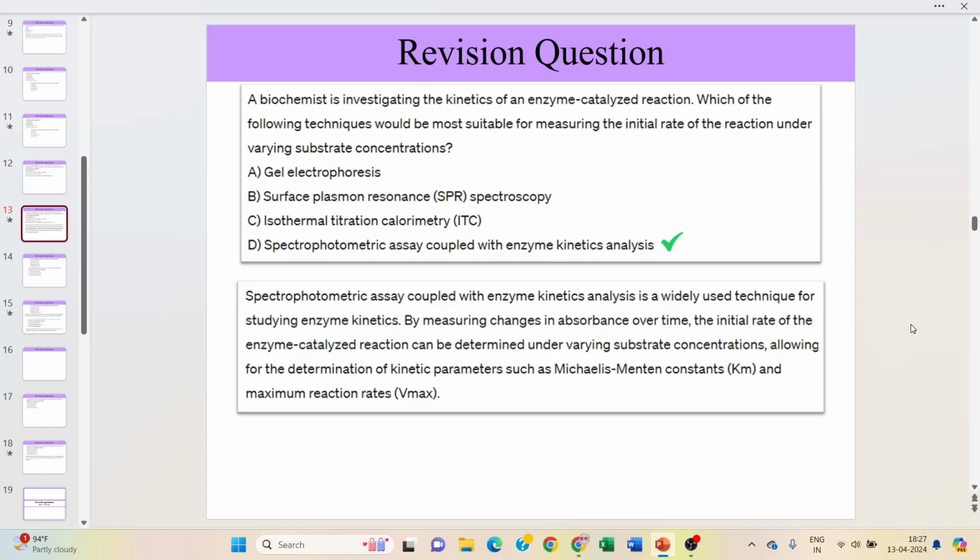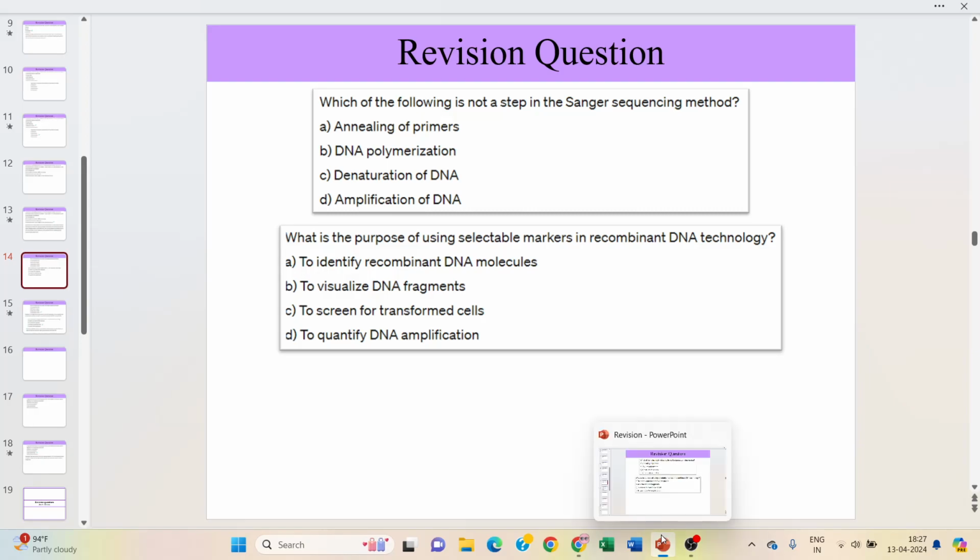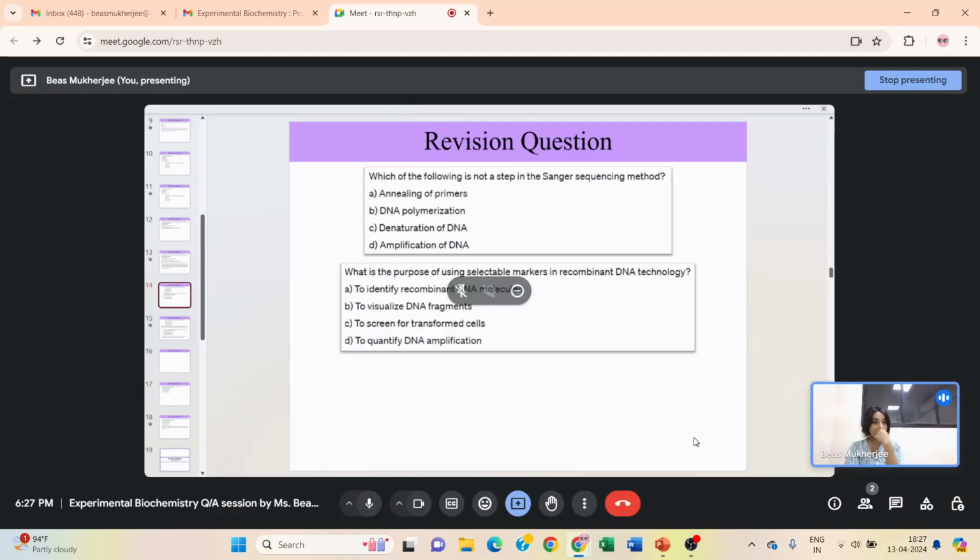Analysis is widely used for the study of enzyme kinetics. By measuring changes in absorbance over time, the initial rate of the enzyme catalyzed reaction can be determined, and under varying concentrations it can be calculated, allowing for the determination of kinetic parameters such as Michaelis-Menten constant and the maximum velocity of the reaction. Okay, so now that brings us to the next two questions, which are about cloning, right? Recombinant DNA technology. So there is Sanger sequencing and there is selectable markers in RDT.